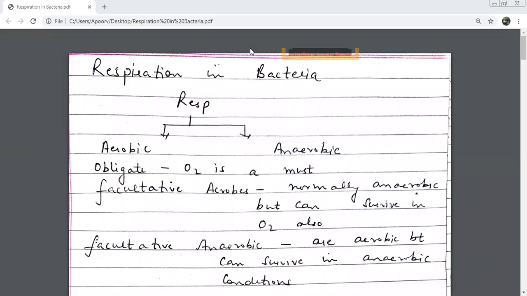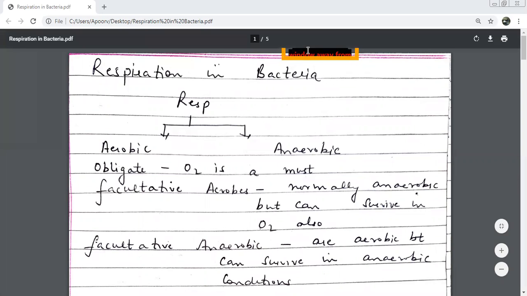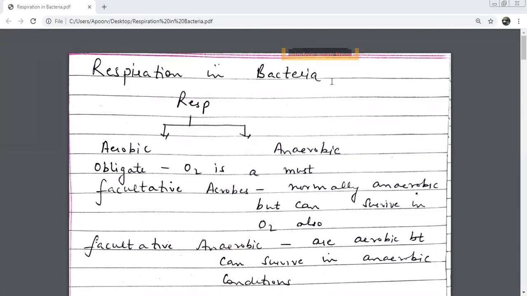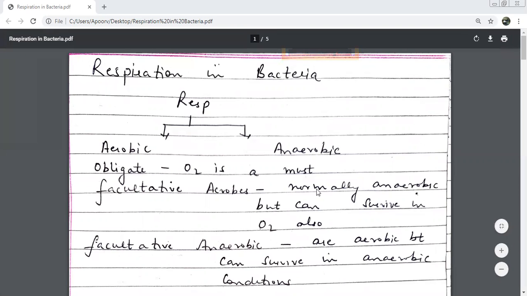When I talk about the broad categories, it is simply aerobic and anaerobic. But if I go to subcategories of aerobes, I have two subcategories. What are they? Very quickly, obligate aerobes and facultative aerobes. And if we talk about the anaerobes, again we have two kinds: obligate anaerobe and facultative anaerobe. So, all the four terms are clear to everybody? In bacteria, respiration is both aerobic and anaerobic. We have already got the four terms.